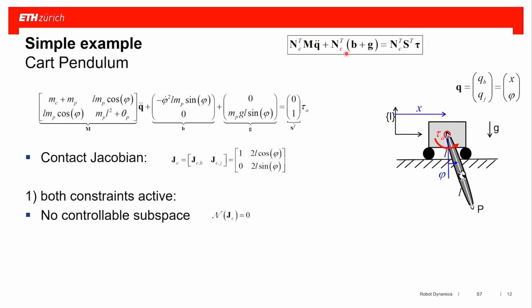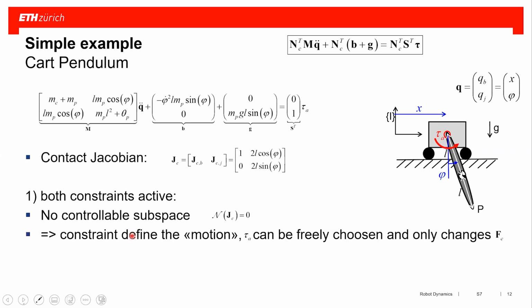So in other words, these constraints fully block the system. However, I have a torque here on that thing, which changes the force to the environment, but it doesn't change the way we're moving. So these constraints fully define the motion. We can have an actuator, but this actuator just changes the reaction forces to the environment and doesn't change the motion.